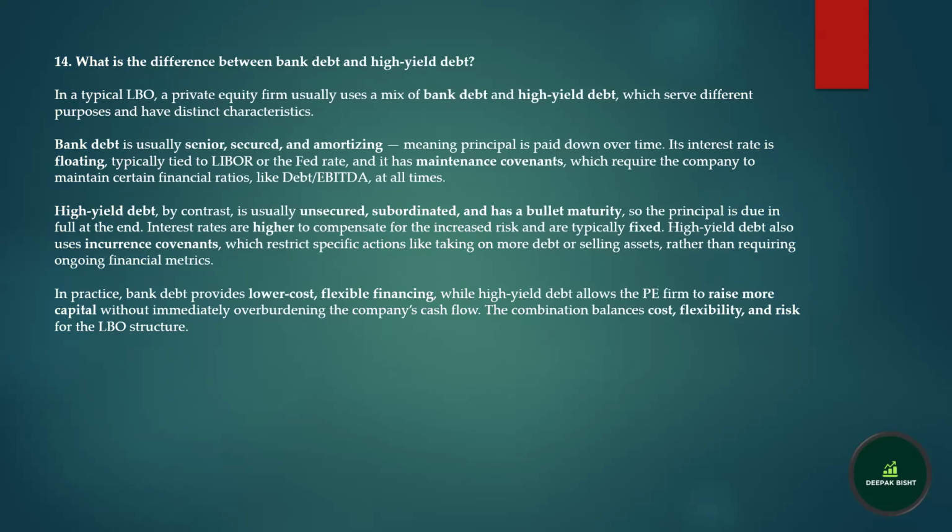And if we talk about usage in a leveraged buyout, private equity firms typically use both bank debt and high yield debt as part of their capital structure. Bank debt is often used for the senior portion of the financing due to its low cost and secured nature, while high yield debt may be used for the subordinated or junior portion of the capital structure.